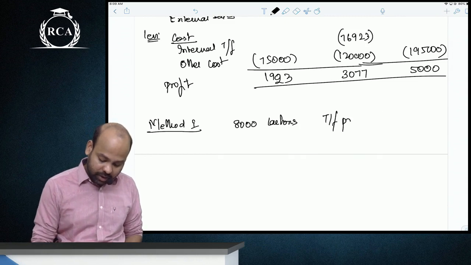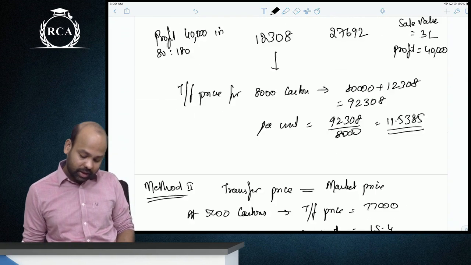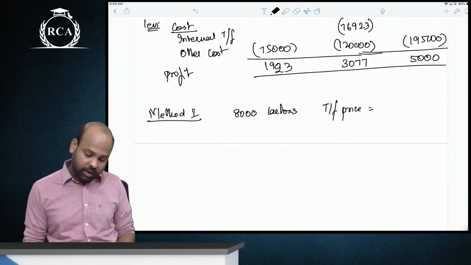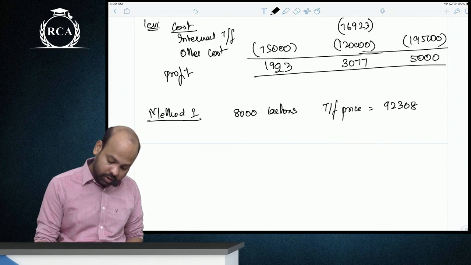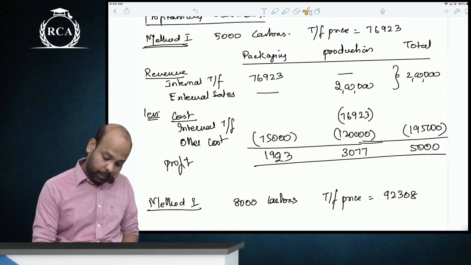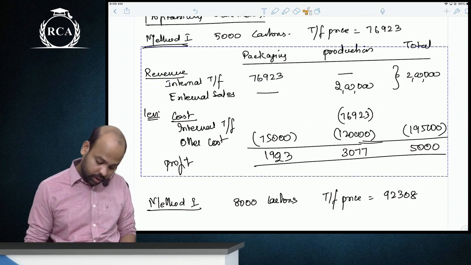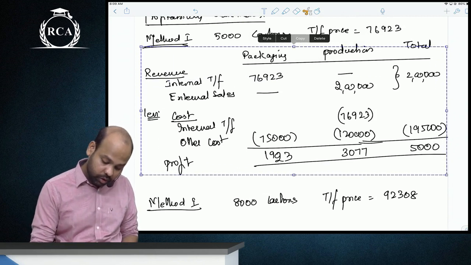The transfer price of 8,000 cartons that we have computed is 92,308. 92,308 as such. Everyone write it down. 92,308. Sir, are you going to copy like this?